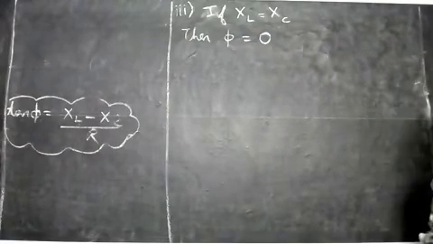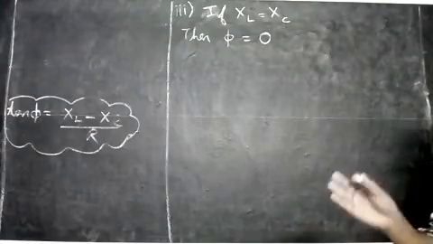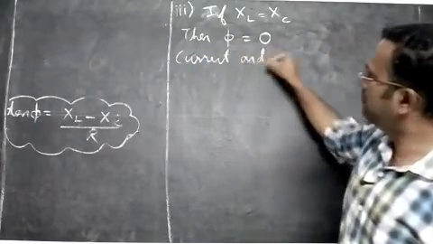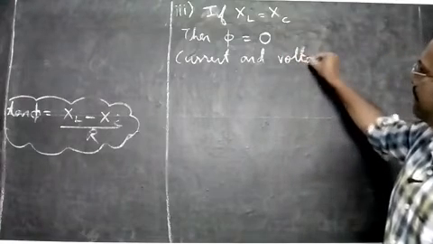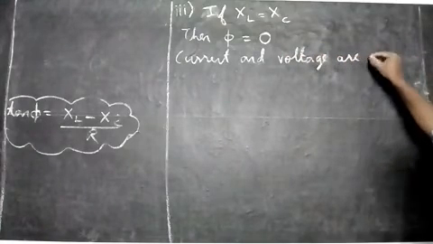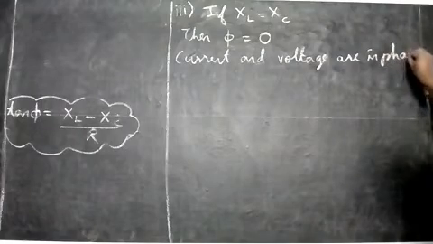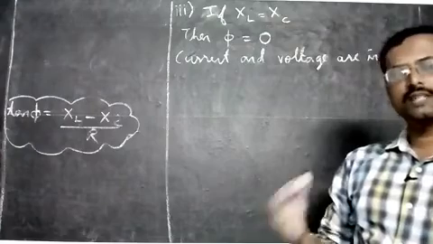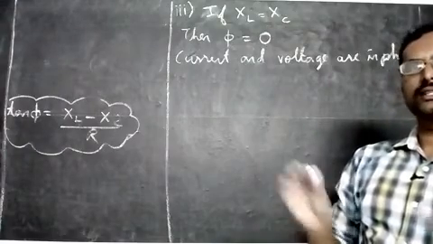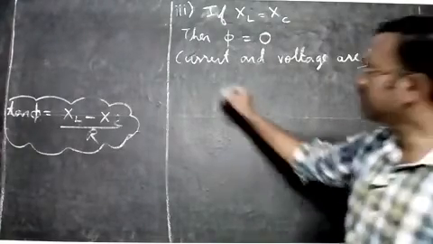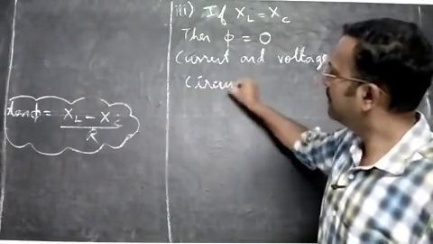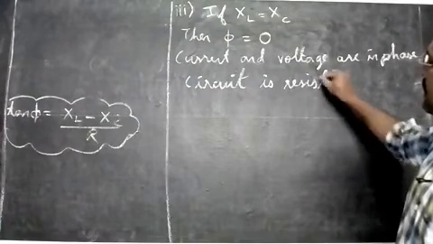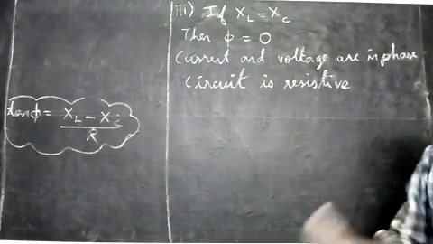Then you can say the current and the voltage are in phase. So we learned that for which circuit the current and voltage are in phase? For a resistive circuit only, an AC circuit containing a pure resistor, we learned earlier. So we can say the circuit is resistive. Only the resistance will be contributing to the losses of current here.